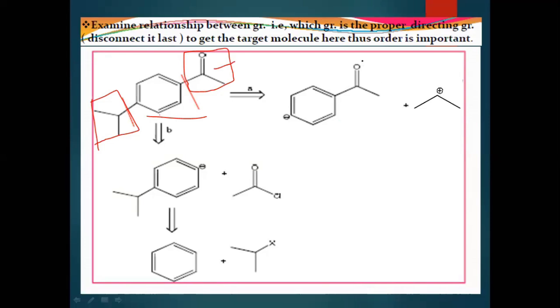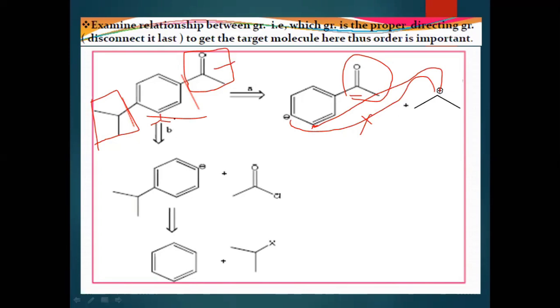Because as it is an electron withdrawing group, even though the positive charge electrophile won't go and attack over this particular position, because this group is a meta director, it prefers to attack over the meta side. After the reaction, you won't get this kind of product. Instead, you will get a meta substituted product. That's why you try to avoid this kind of synthons or synthetic equivalents.